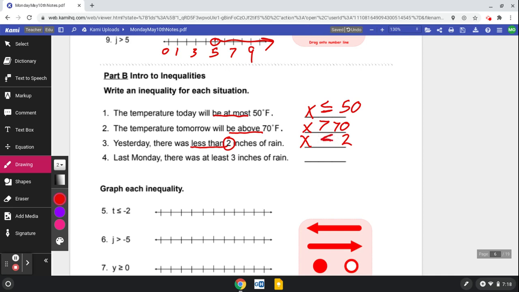Last Monday, there was at least 3 inches of rain. If I wanted, I could use R for rain. At least. So that means 3 is included, and it was anything 3 and larger.